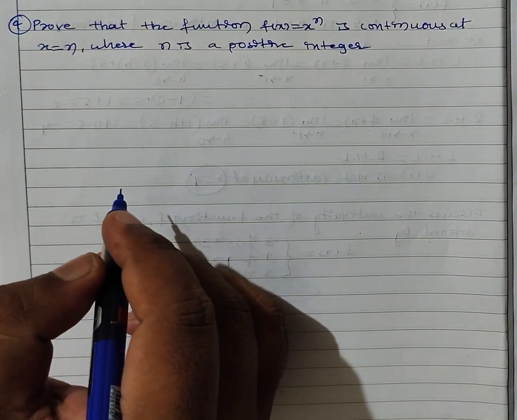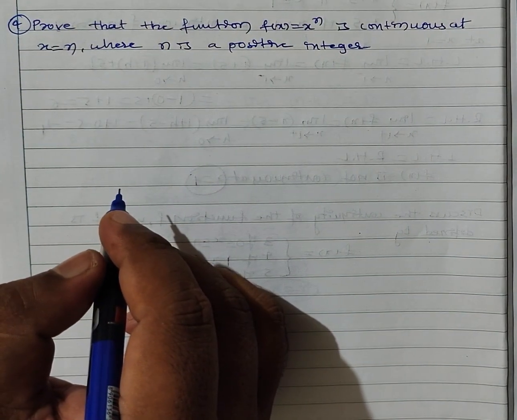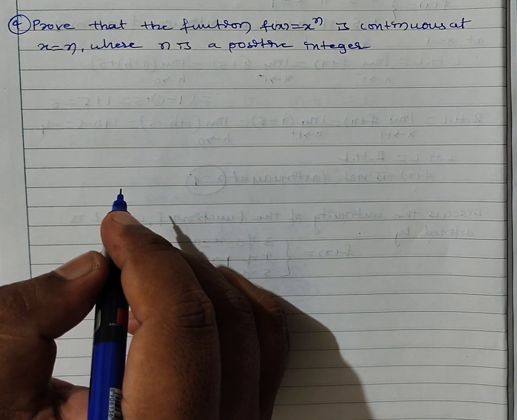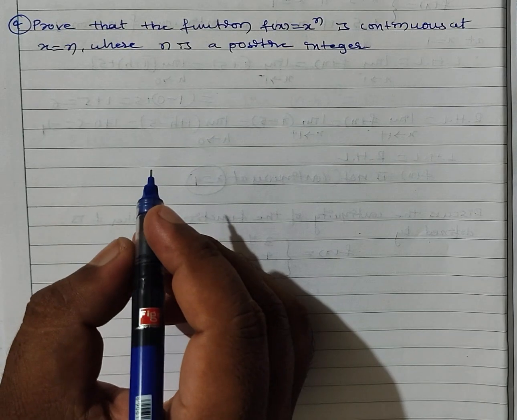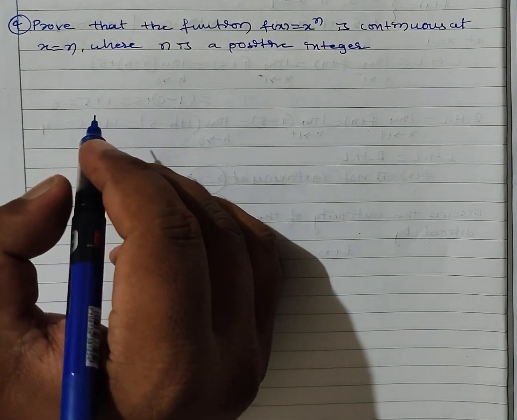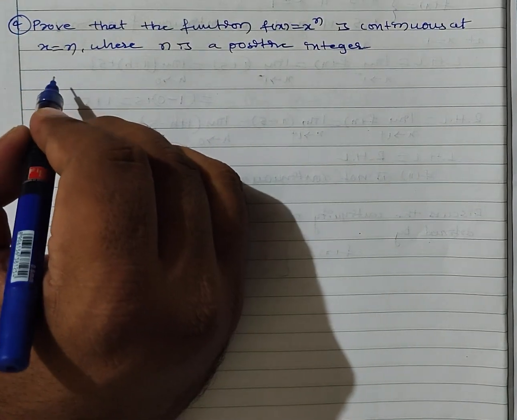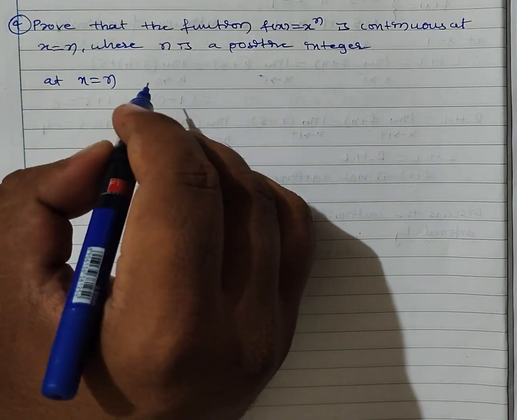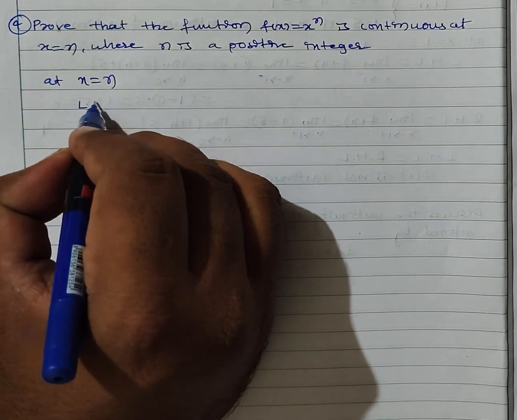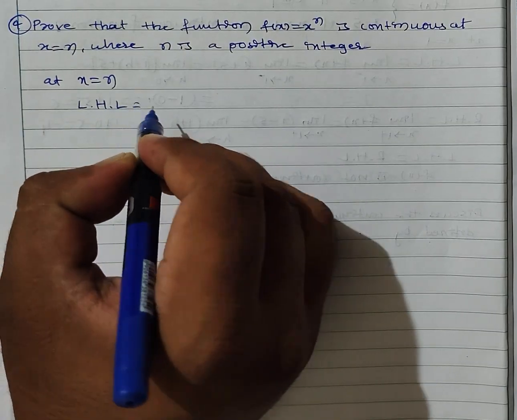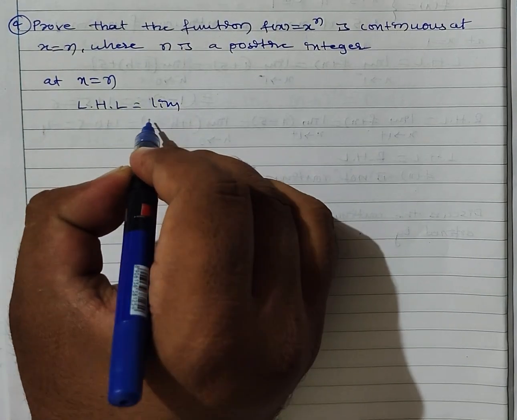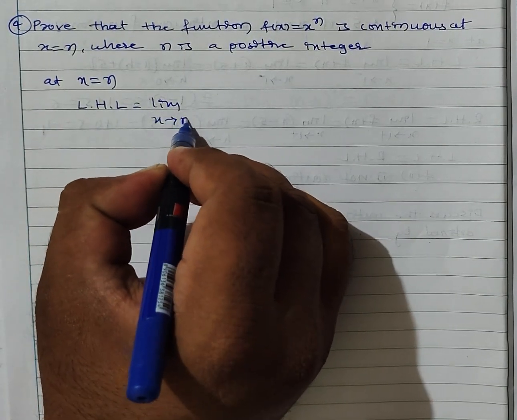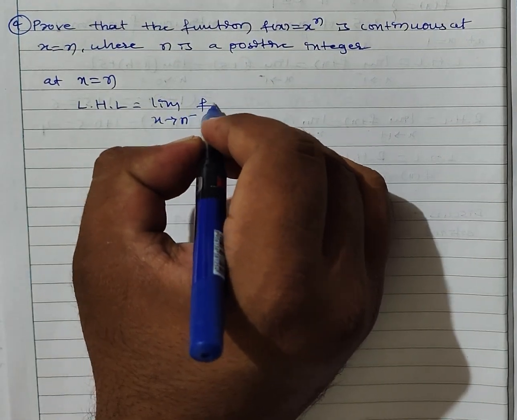Question number 4. Prove that the function f of x is equal to x raised to n is continuous at x is equal to n, where n is a positive integer. Okay, last class this question was missed, so I am taking this question. It is easy. At x is equal to n, take the left hand limit. Left hand limit is limit x tends to n minus f of x.